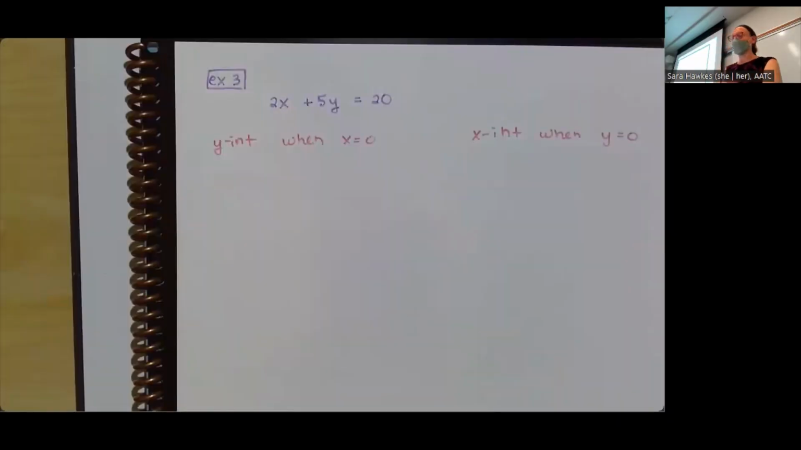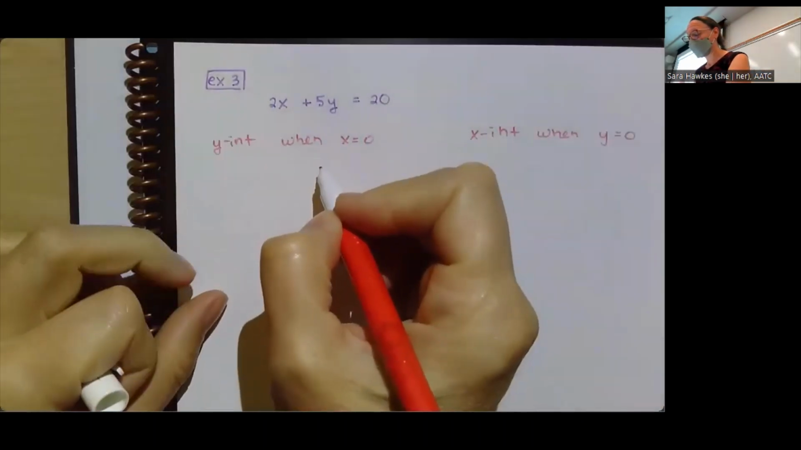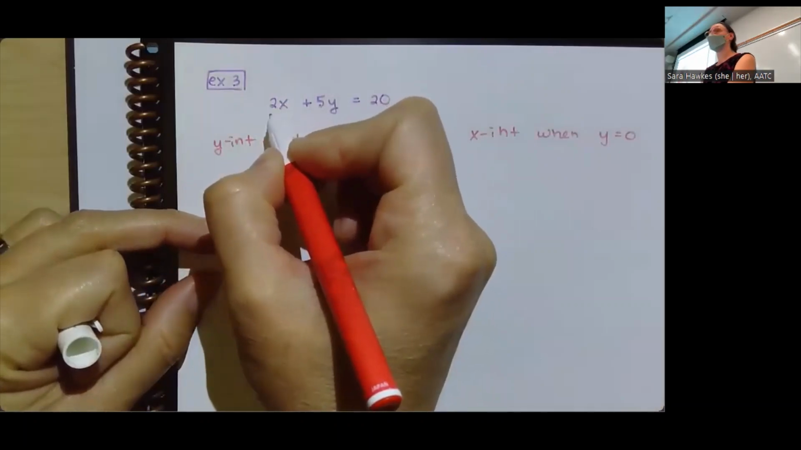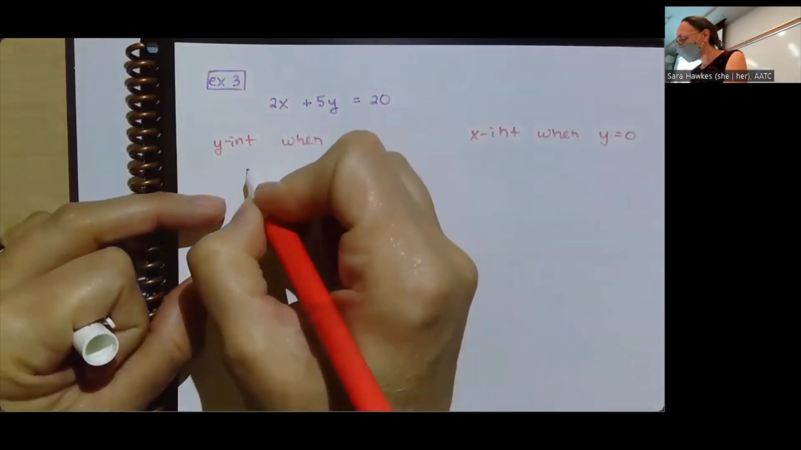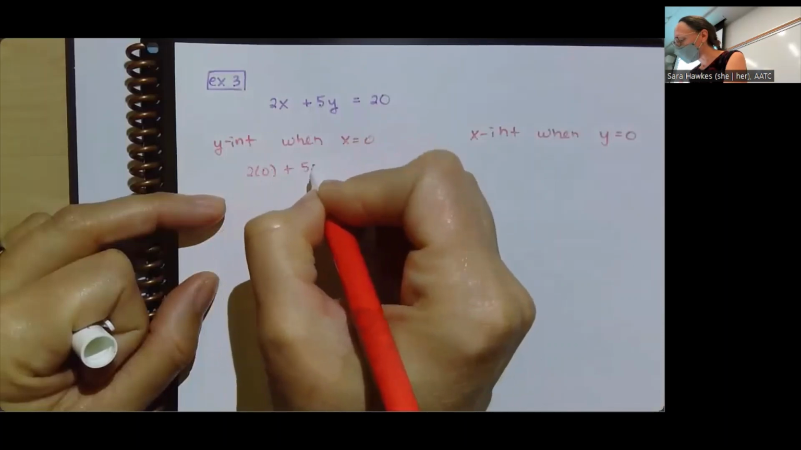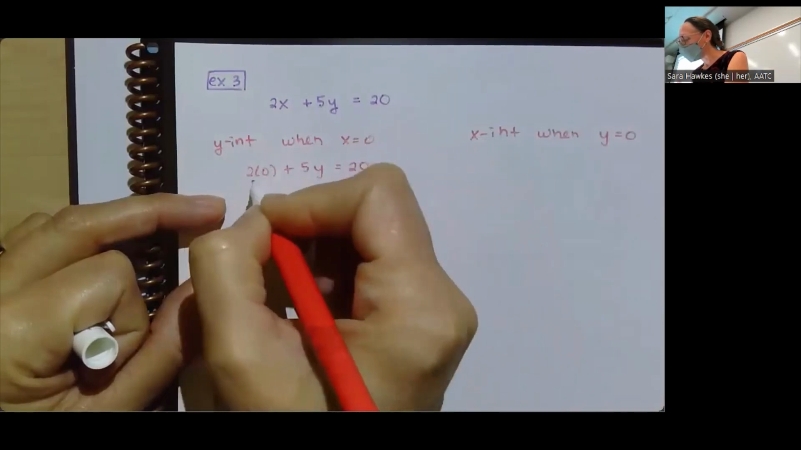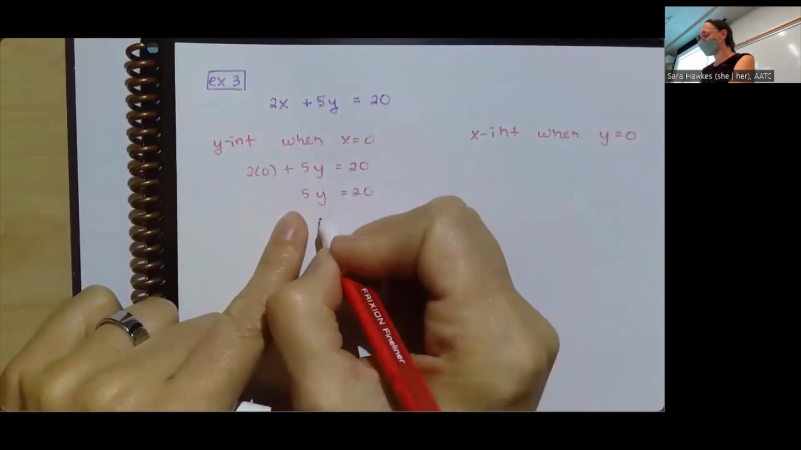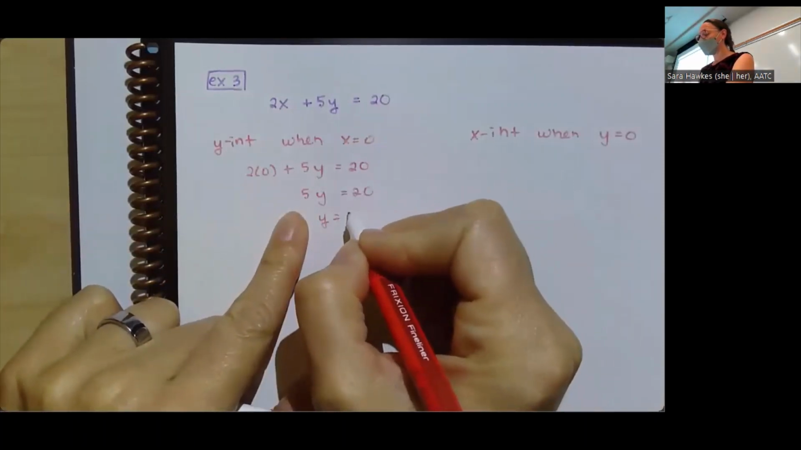Which I was expecting this one to be faster because this version of the equation of the line really does lend itself quickly to doing this. If I replace the x with a 0, what's 2 times 0? So I've got 2 times 0 plus 5y is equal to 20. That's gone. If 5y is equal to 20, what times 5 is equal to 20? 4. Okay.